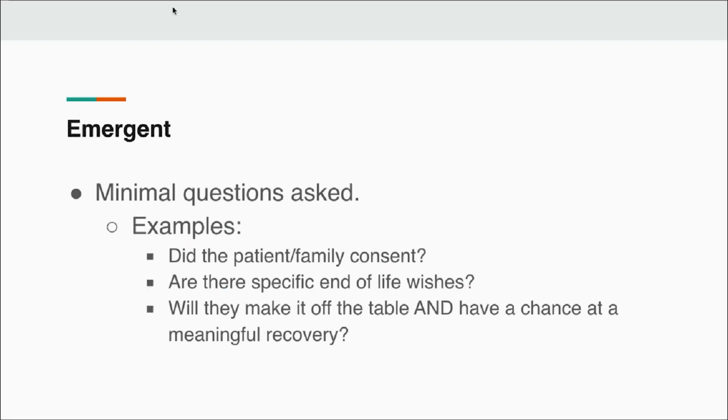And last, if we do go to the operating room, will they make it off the table and have a chance at a meaningful recovery? So is everything we're doing for them worthwhile? Will we be able to get them to a place that they'll have a meaningful life and be satisfied with that after the surgery?